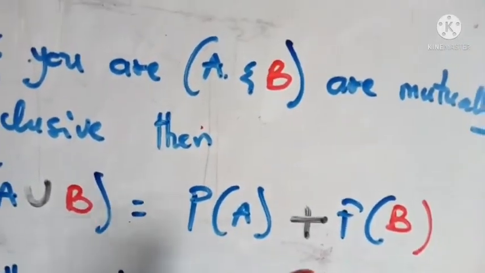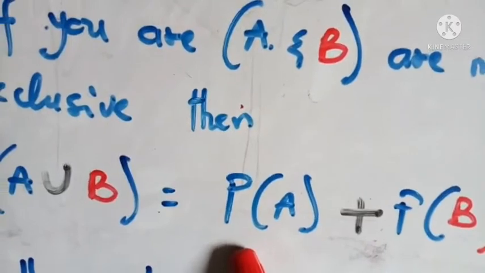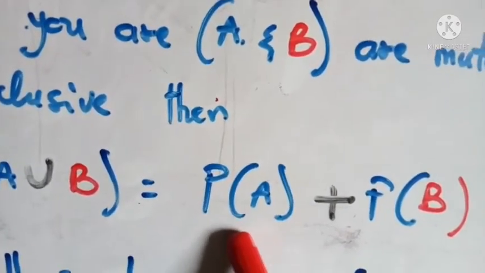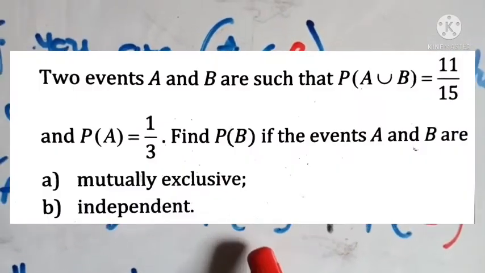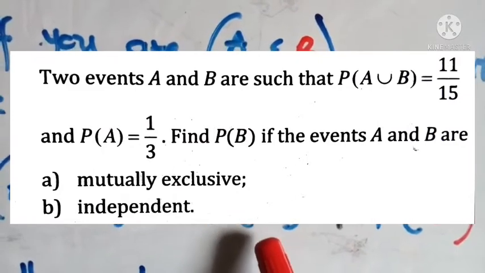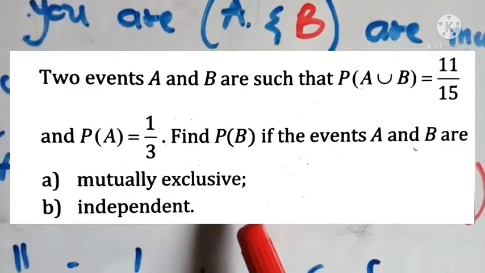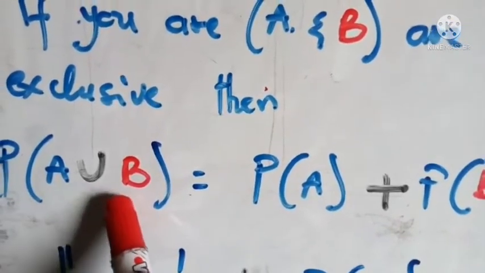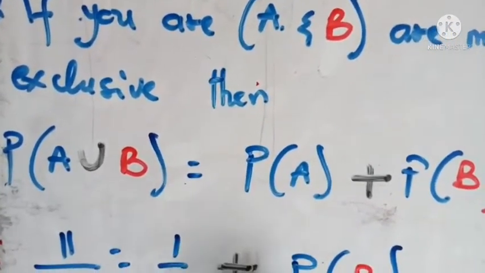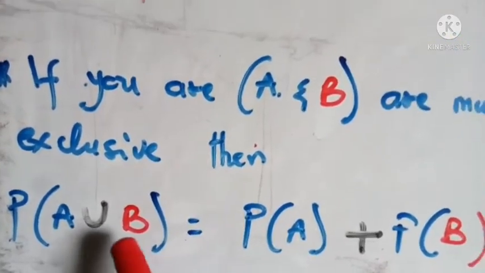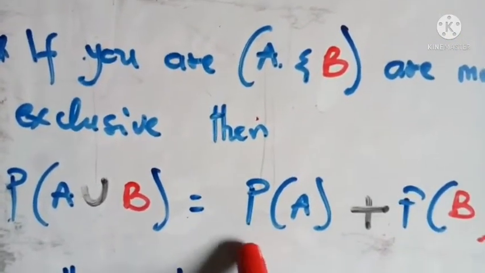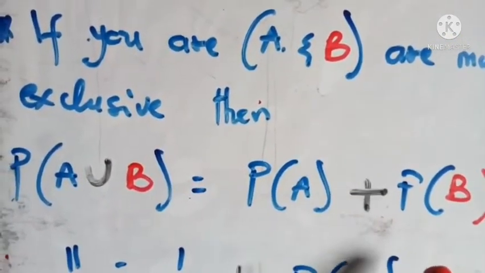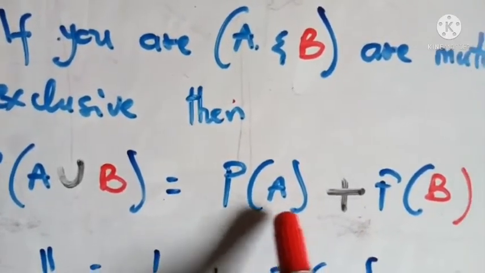Now, we are given one part. The chance that just one of them will happen is 1/3. That's the chance that A will happen. So let's say the chance that you play or watch football today is 1/3. And then the chance that you watch football and also watch a telenovela is 11/15. Now we are given the first one, but we are not given the second one.